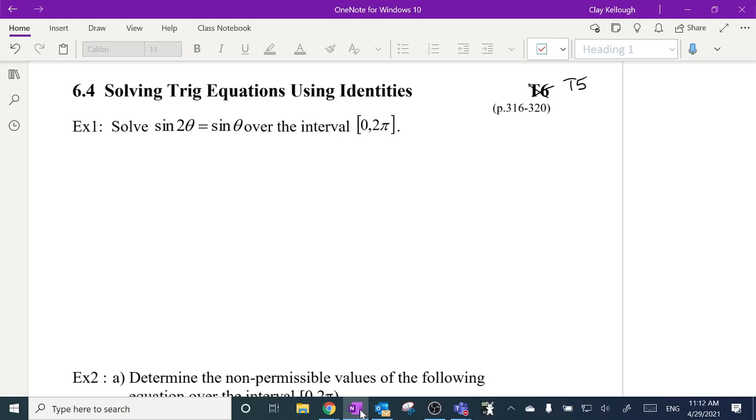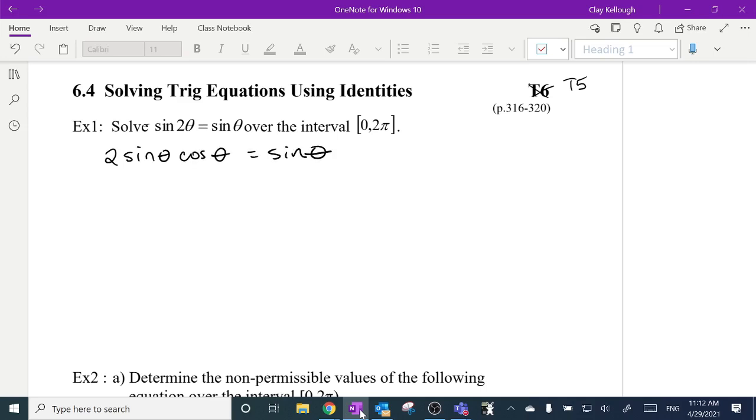So, first one, solve sine 2 theta equals sine theta over the interval 0 to 2 pi. What do I know about sine 2 theta? Go to my formula sheet, and there's only one thing I can do with sine 2 theta. I can make it 2 sine theta cos theta.